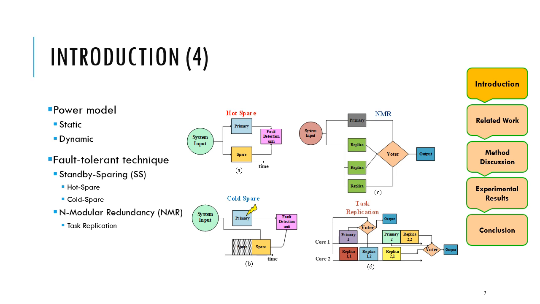Also, NMR and task replication are the most popular passive redundancy methods. NMR uses redundant hardware to tolerate faults, and task replication employs software replicas to satisfy the reliability target. Here you can see the different fault-tolerant techniques in the picture.